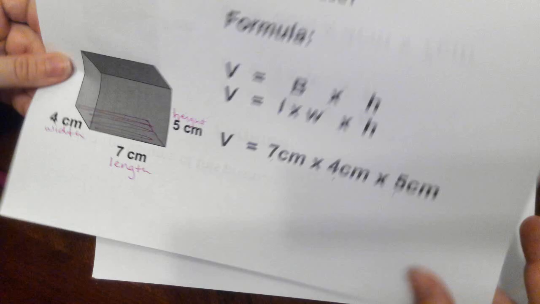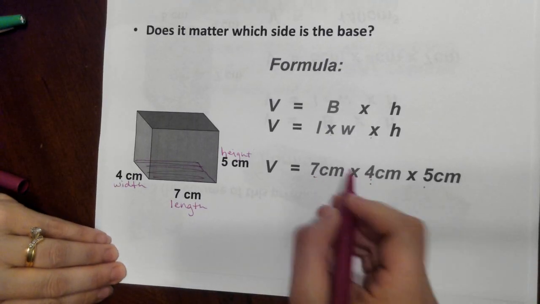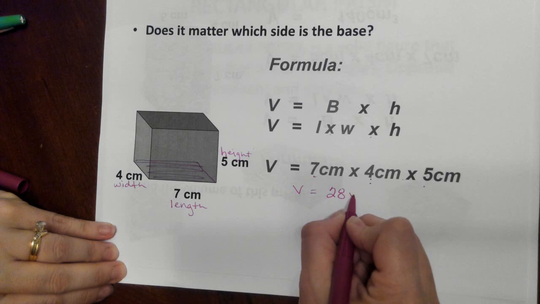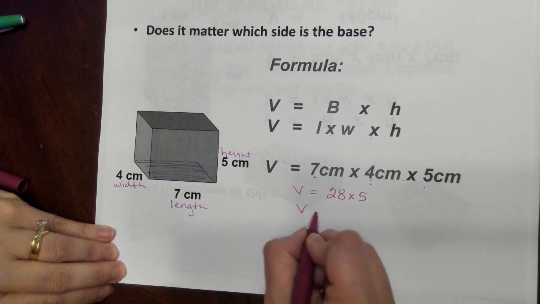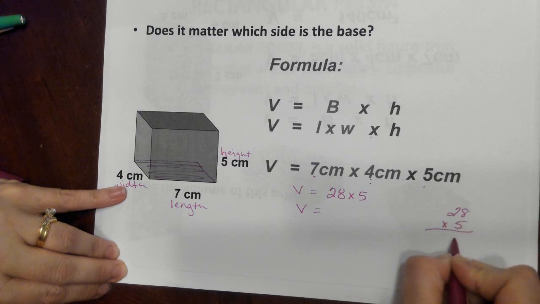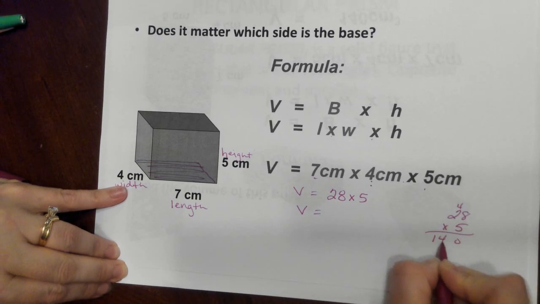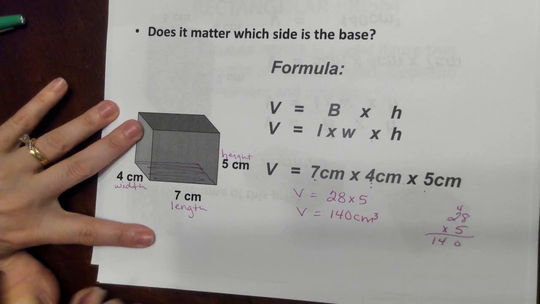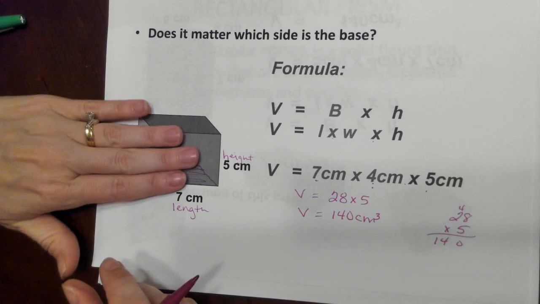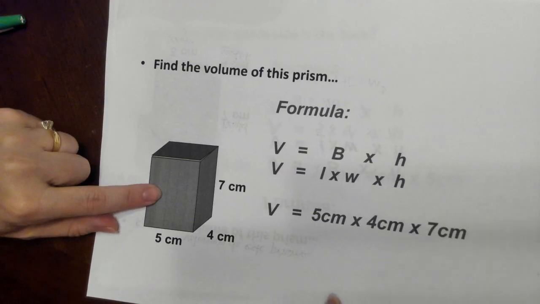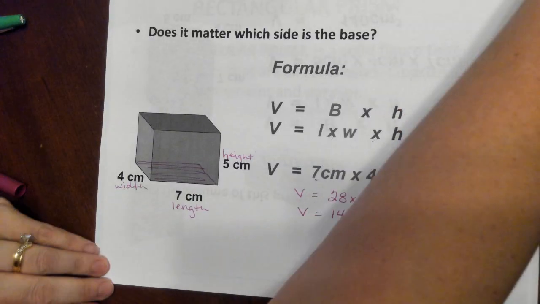So 7 times 4 is 28. 28 times 5 is still 140 centimeters cubed. Because whether you turn it on its side or you turn it upright, it's still going to fill with the same amount of liquid.